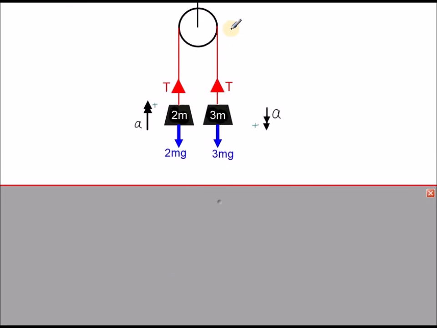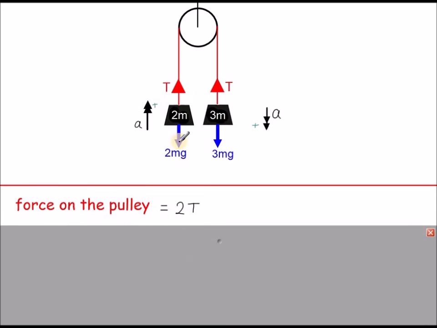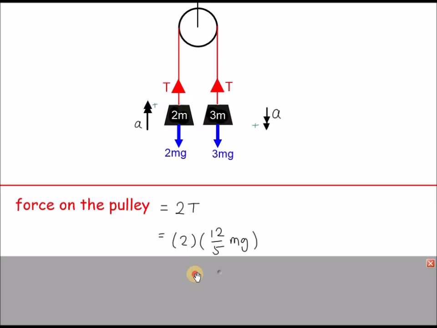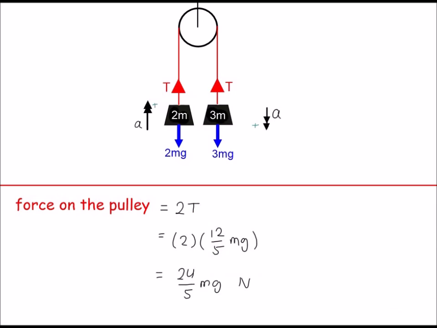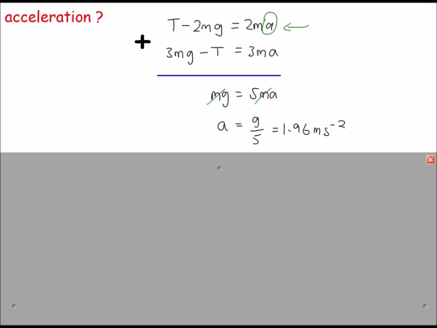So what's the force exerted on the pulley? Well, we can see it's this tension plus this one, so it's 2T, and we know what T is, so we have the force on the pulley in terms of m and g. So 24/5 mg newtons.